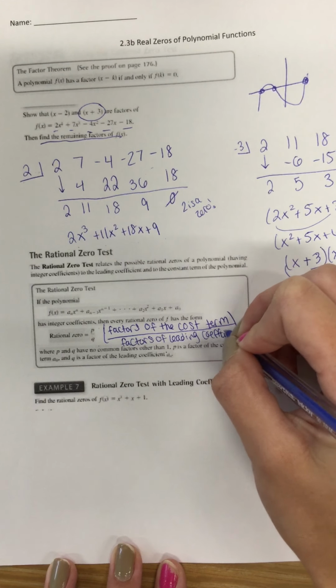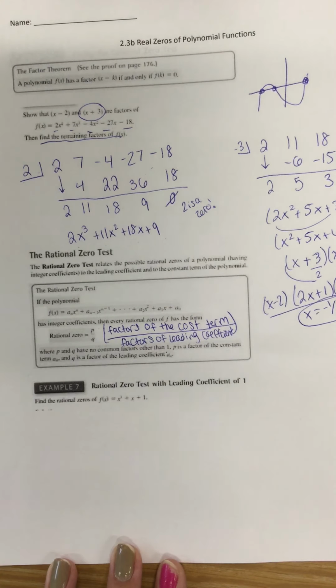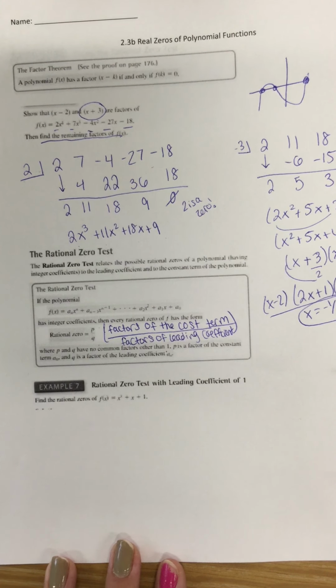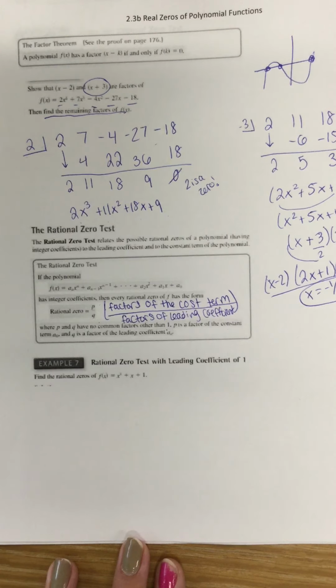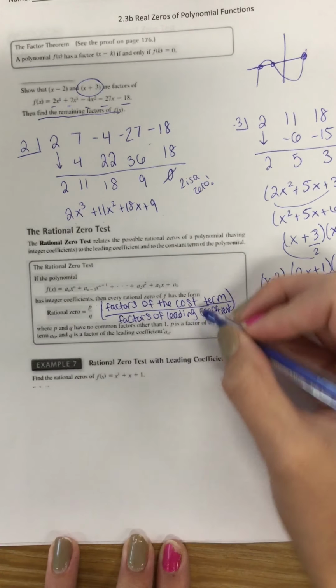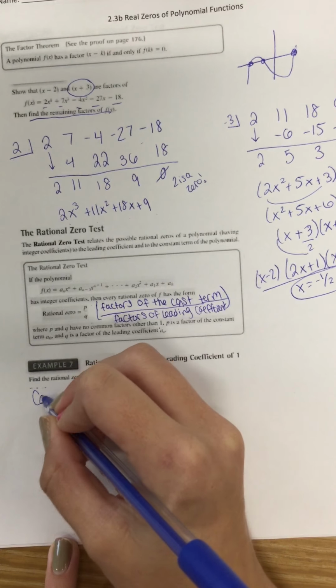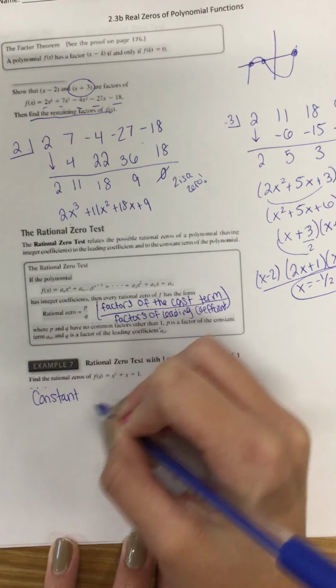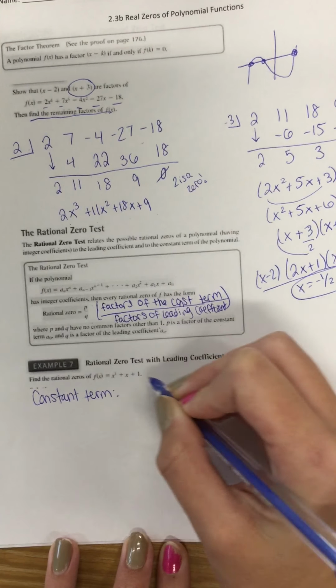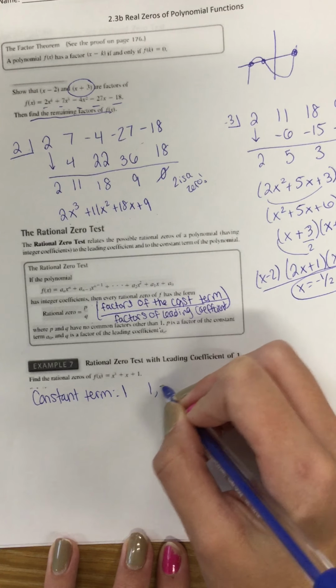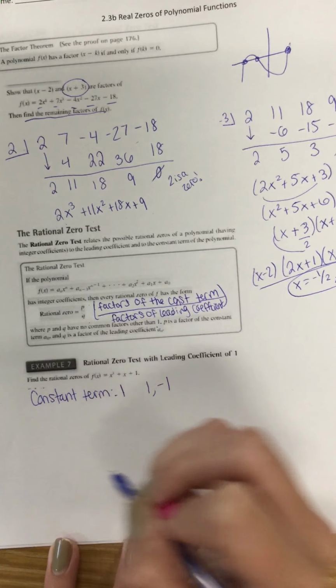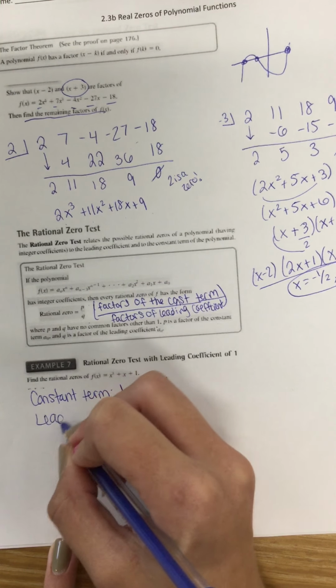So we're looking at the factors within our equation to determine the possible rational zeros, to see which ones we have here. So find the rational zeros of this. Well, let's see. What's our constant term? Our constant term is 1. So what are the factors of 1? 1 and -1.